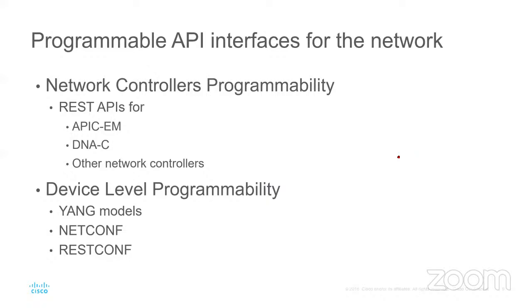Now, programmable API interfaces for the network, right? We have network controllers, just like I've mentioned before. These controllers understand RESTful APIs for APIC-EM and DNA Center. Now, the end devices we're trying to communicate with via Southbound API, don't forget that, must also understand YANG data models, which we are going to look at very soon. They must also understand a protocol referred to as NETCONF, and RESTCONF as well.